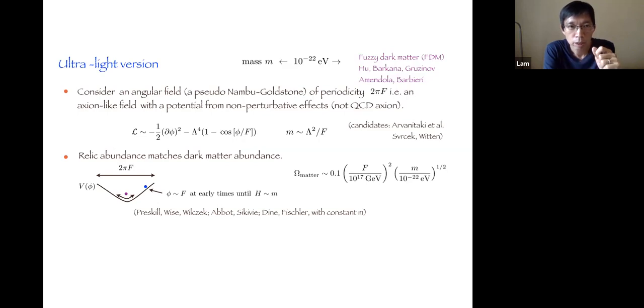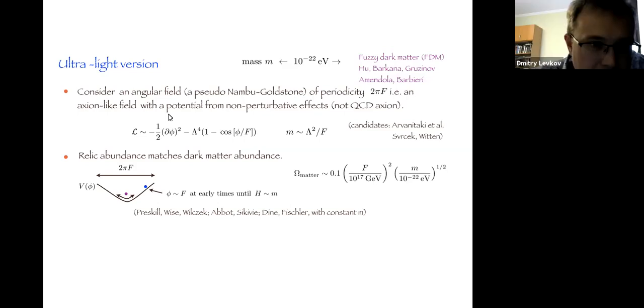So the axion particle, can you see my pointer, by the way, Dima? When I move my mouse, can you see the pointer?